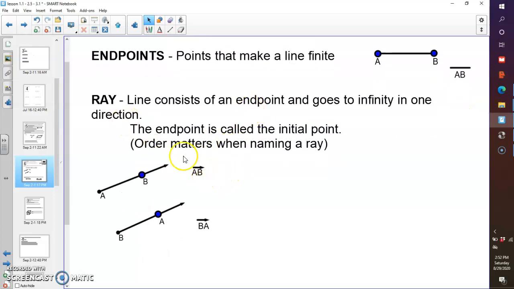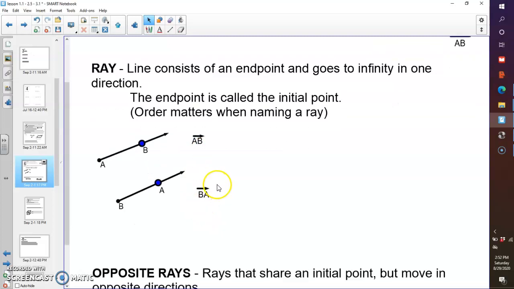For a ray, this is the one where order matters. I know sometimes a lot of people want to write things in alphabetical order, but you can't do that here. If your initial point is A, your starting point, or your endpoint, you label it AB. If your initial point is B, you have to label it BA. You can always draw the arrow going to the right. That's what most people do, even if the ray is pointing to the left. But you do put that arrow, which is the one endpoint, and the arrow going the other in one direction when you label it.